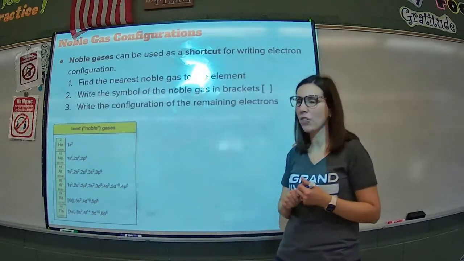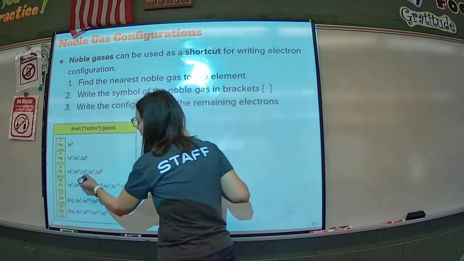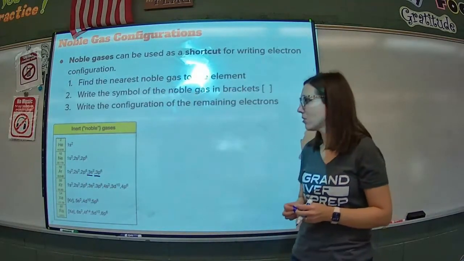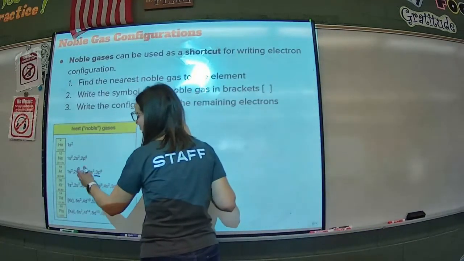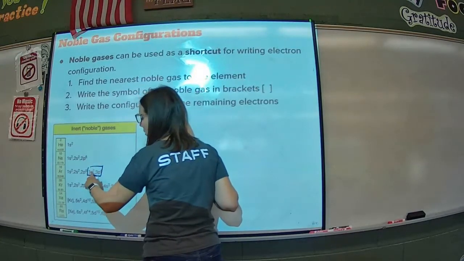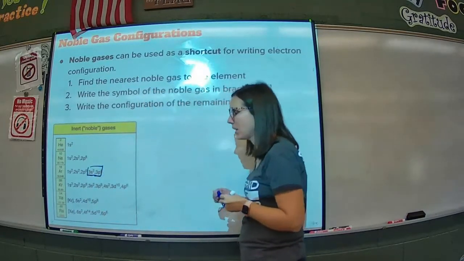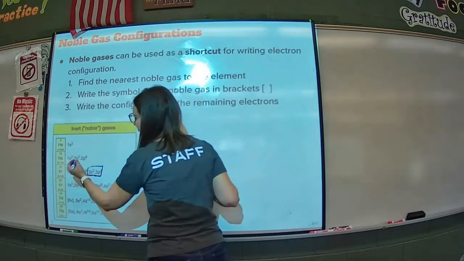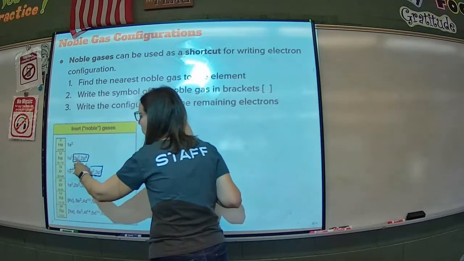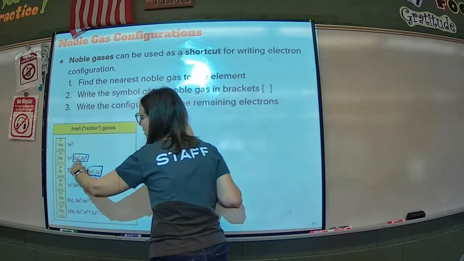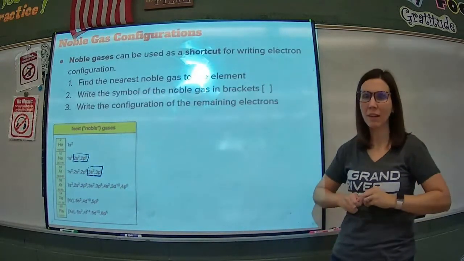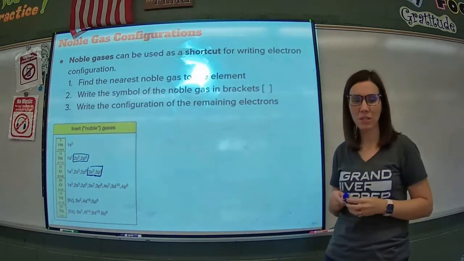The big deal with them is that they have a full s and a full p in their highest energy level. If we look, the highest energy level for argon is n equals 3, and we can see that there's 2 electrons in its s and 6 electrons in its p. If we look at neon, for example, its highest energy level is n equals 2, and we can see that its s and its p are full. So we choose noble gases because their highest energy shell is full.